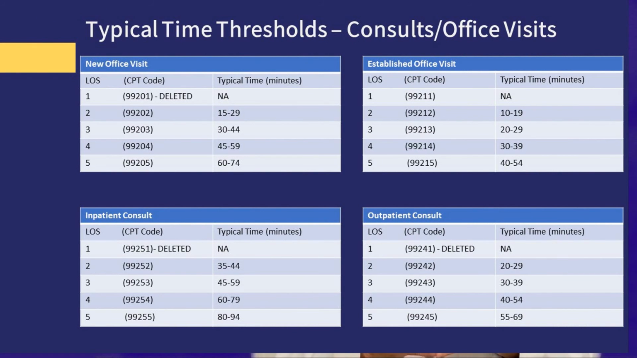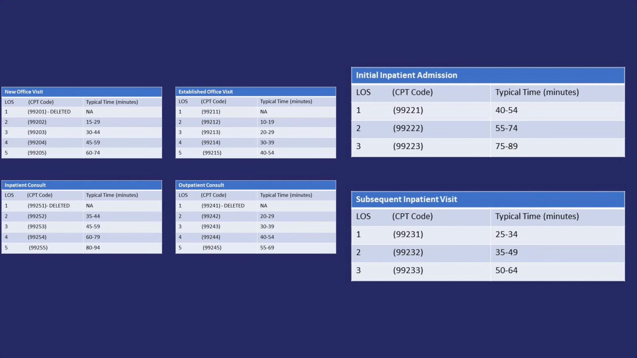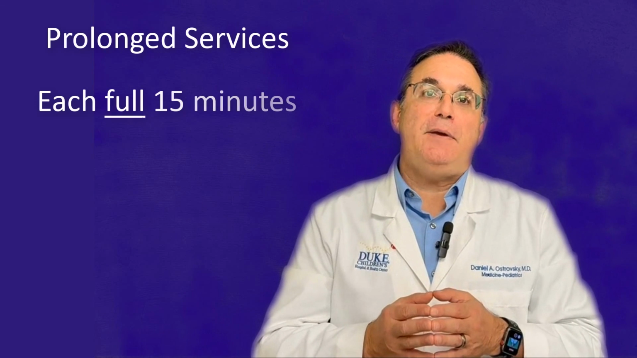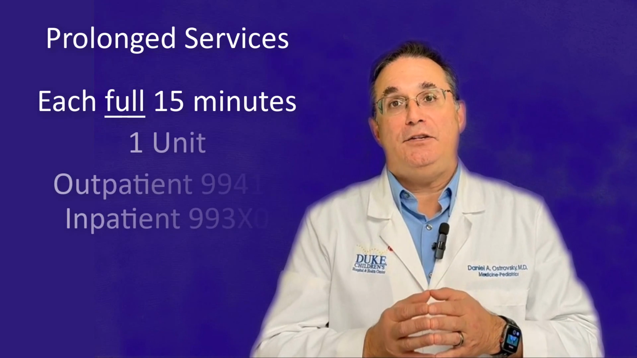For each type of encounter, a typical time is assigned to each level. To bill a level, the total time spent must meet or exceed the typical time. The tables show what the typical times are for different types of visits or encounters. If you exceed the highest level of service by at least 15 minutes, you can start billing units of prolonged services. For each full 15 minutes beyond the typical time for the highest level, you can bill a unit of prolonged service.